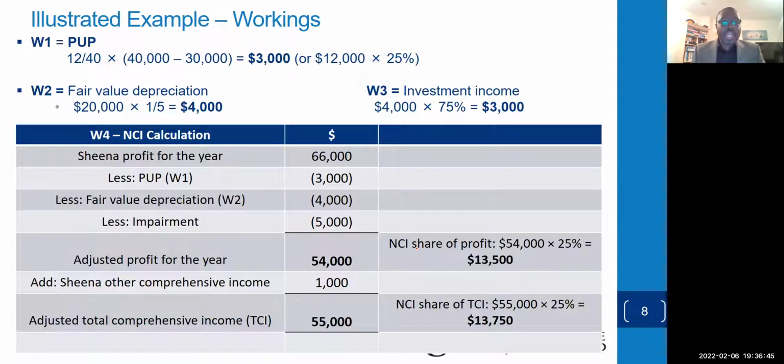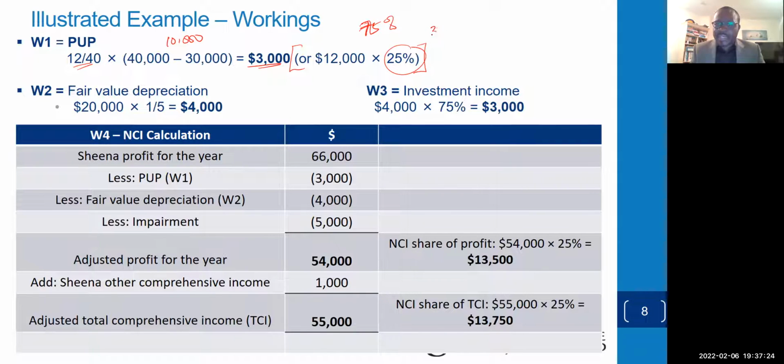Workings. Let's look at the workings. Like I said, this gives us 30% of the profit element of these 10,000 which we had. It gives us 3,000. You could use the other way around, because if you simply want to find it, 30,000 by 40,000 gives us 75%, out of which the remaining 25% is the profit element.